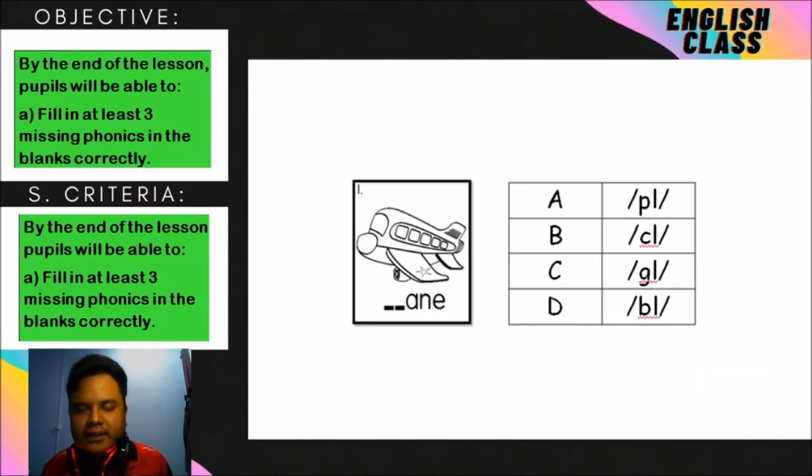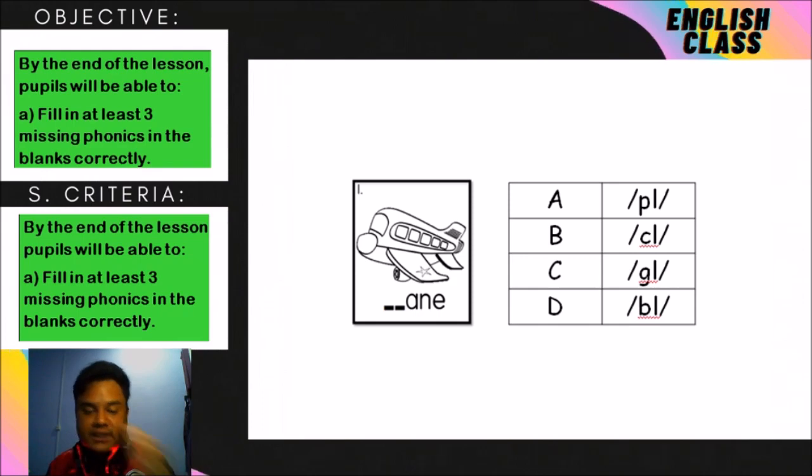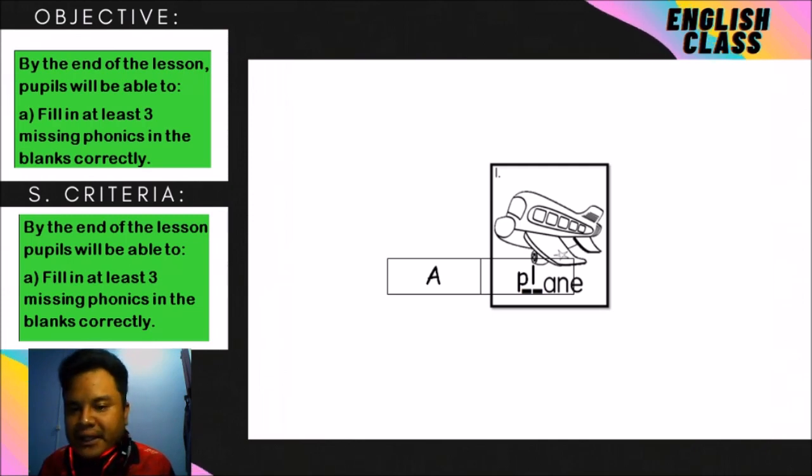Number 1. What is the answer for number 1? A, P, B, K, C, G, and D, B. Which sound would complete the spelling of picture number 1? And the answer is A, plane. Who answered A? Good job.